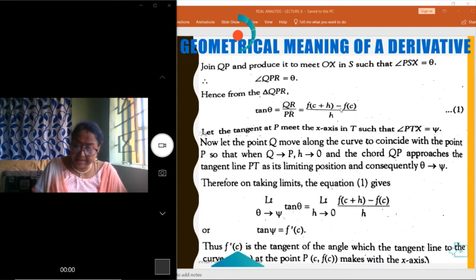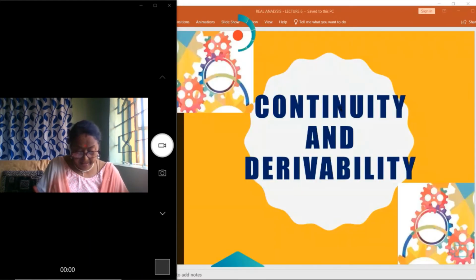Thus f'(c) is the tangent of the angle which the tangent line to the curve y equal to f(x) at the point P makes with the x-axis. Now see some examples.